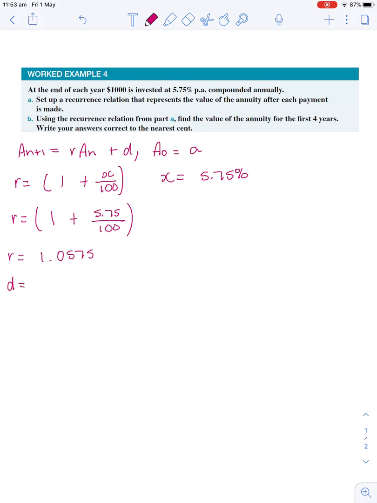Our next value that we are identifying is d, which is the payment amount. The payment amount is $1,000. And then the last one we're identifying is the initial amount, which is also $1,000.